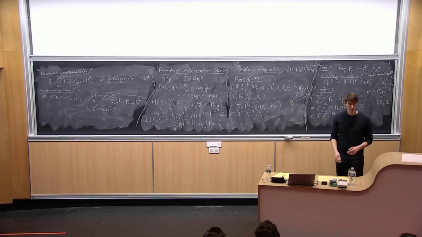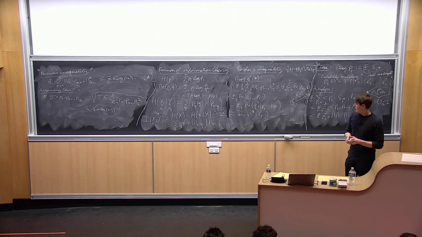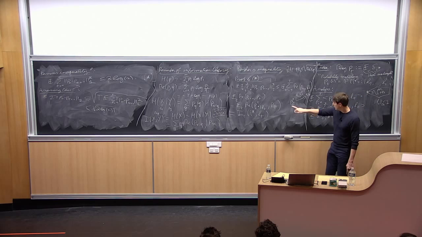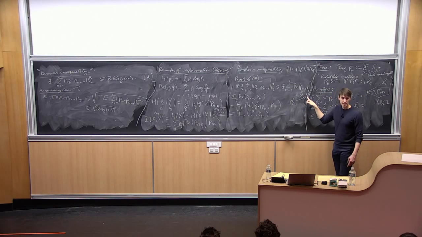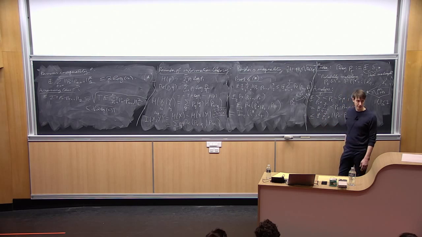Yes? Yeah, let me see if I made something incorrect. So yeah, I think it's good. E sub t has everything up to the start of time t, so it has everything up to t minus 1. It has L1, L2 up to Lt minus 1. Yeah. Thanks.